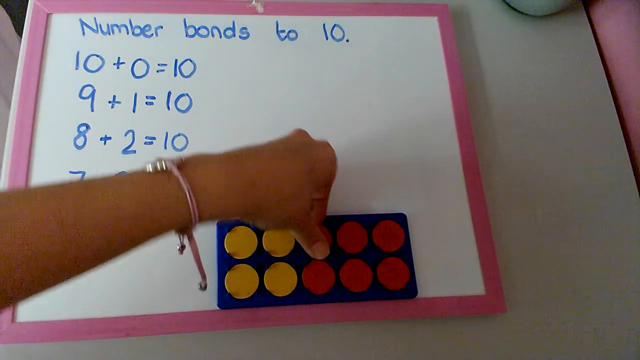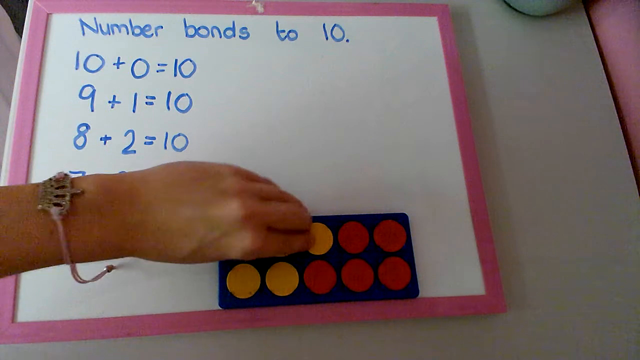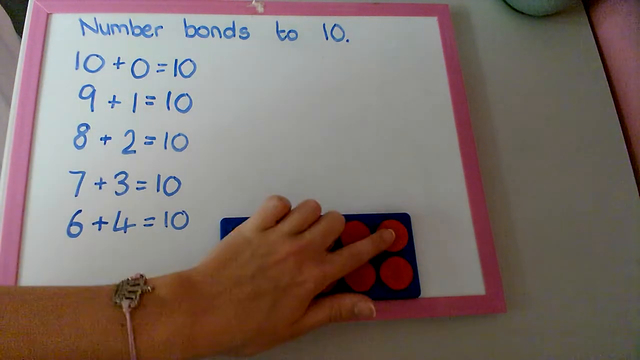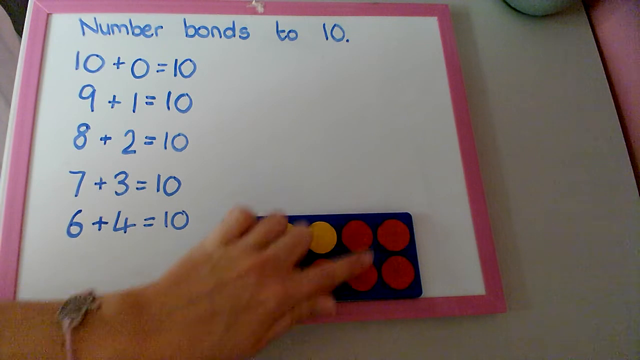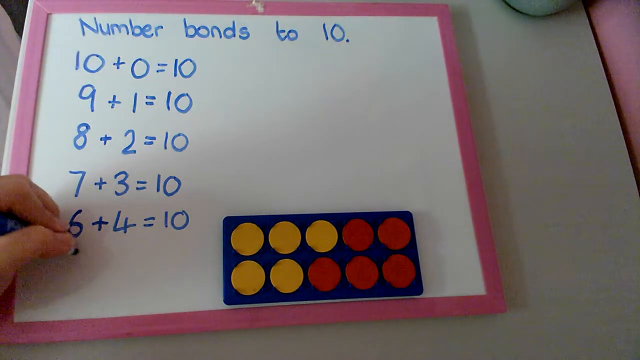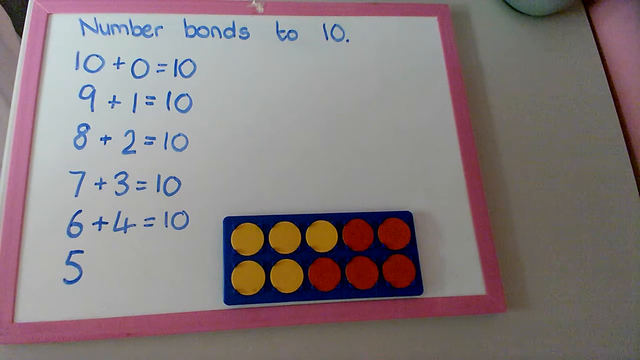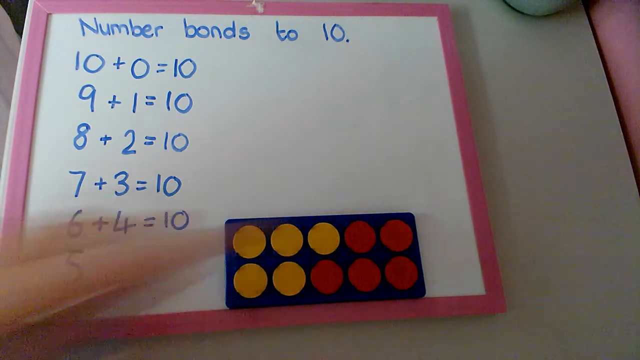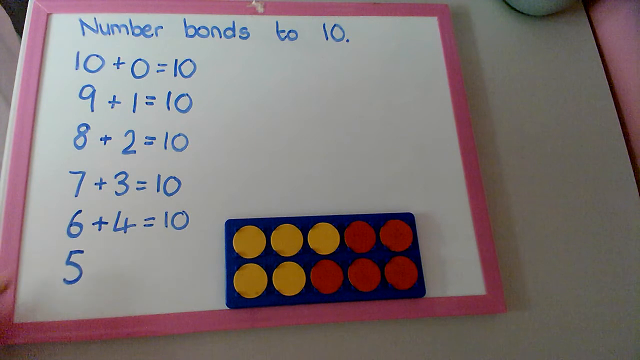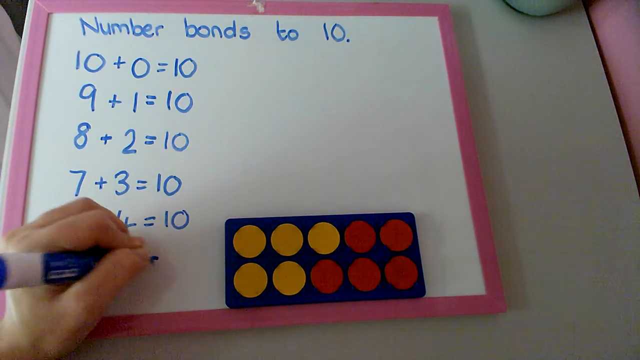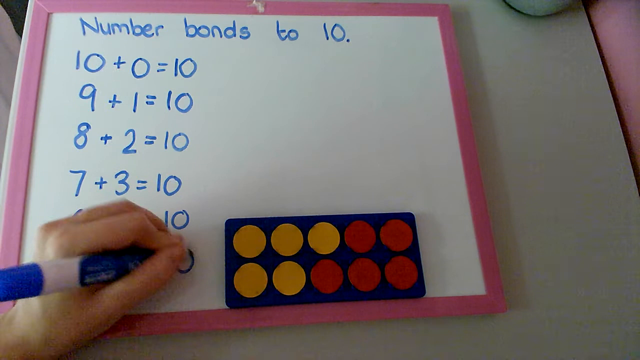So let's turn another red counter to yellow. Oh, that's a fun pattern. Let's see how many red we have. 1, 2, 3, 4, 5. So I have 5 red counters. How many yellow do I have? 1, 2, 3, 4, 5. The same number. So 5 add 5 equals 10.